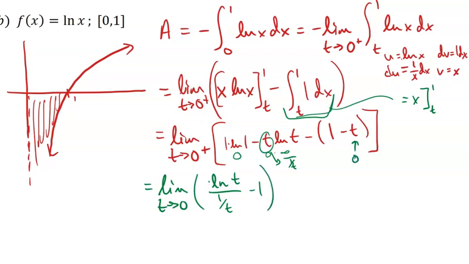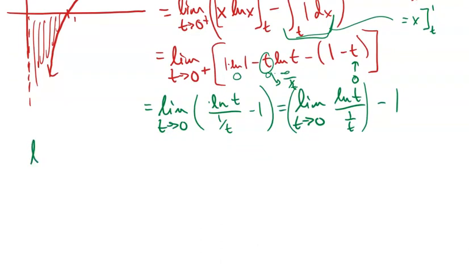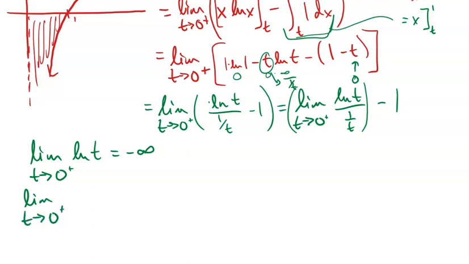Okay, so now we can split this as two limits. The limit as t approaches 0 of natural log t over 1 over t, and then minus, well, the limit as t approaches 0 of 1 is 1. So let's look at this part, checking numerator and denominator. Limit as t approaches 0 from the right of natural log of t, that goes down to negative infinity. And then the limit as t approaches 0 from the right of the denominator, 1 over t, that goes towards positive infinity. So L'Hopital does apply.